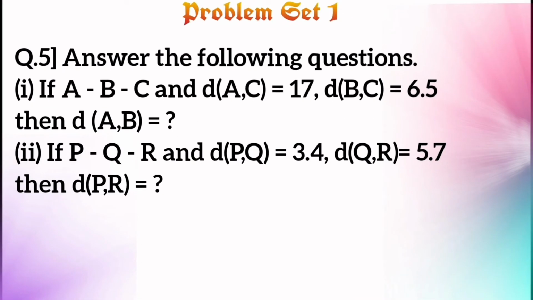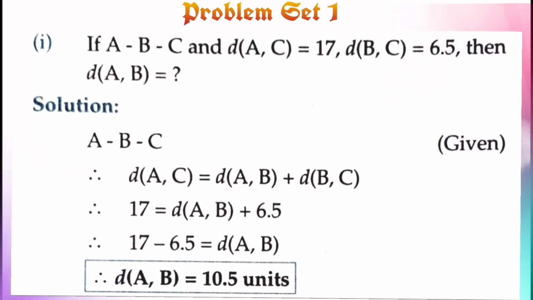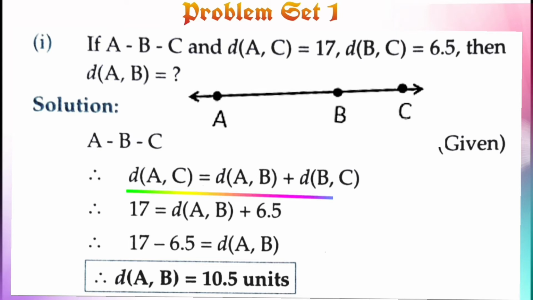Let's see question number 5. Answer the following questions. First one, if A-B-C and the distance between AC is equal to 17 and the distance between points B and C is equal to 6.5, then we have to find the distance between A and B. So first of all, the betweenness is given, that is A-B-C. So the longest or greatest distance will be the first and the last point, that is distance AC. So therefore distance AC is equal to distance AB plus distance BC.